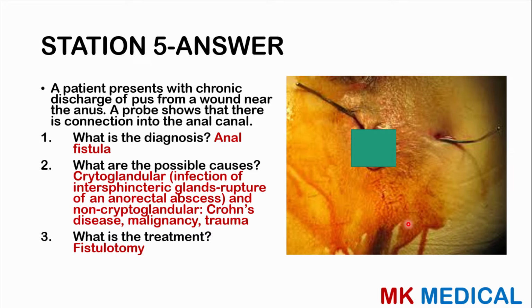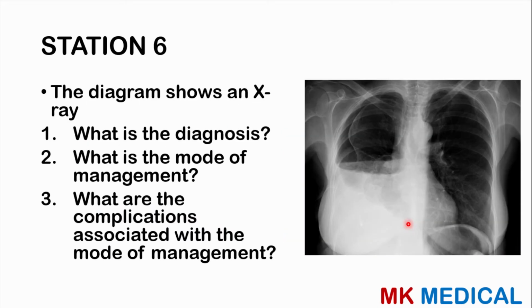Then the treatment is obviously a fistulotomy, where you're going to be opening the fistula. Sometimes you may decide to actually apply a sclerosing agent to completely destroy the tissues that are present in this fistula to prevent it from recurring. They're very common in HIV patients, by the way.